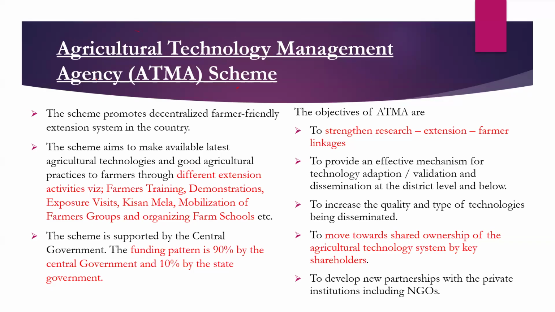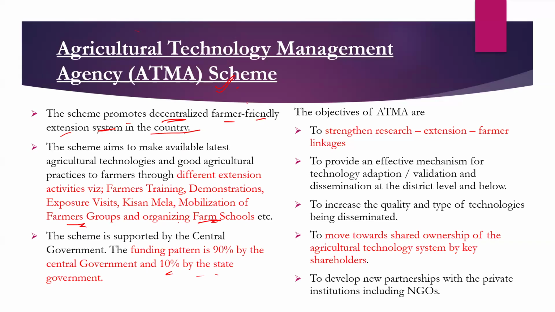The next scheme is the Agriculture Technology Management Agency scheme. So what does the scheme entail? The scheme basically focuses on exposing farmers to different state or best practice experiences. That is the aim of the scheme. It promotes a decentralized, farmer-friendly extension system in the country. It will ensure that farmers are trained better, and that if there are any better practices, they are exposed to them. It will also mobilize farmer groups and organize farm schools. All of this comes under this scheme, the ATMA scheme. The scheme is supported by the central government, and the funding pattern is 90% and 10% by the center and state government.